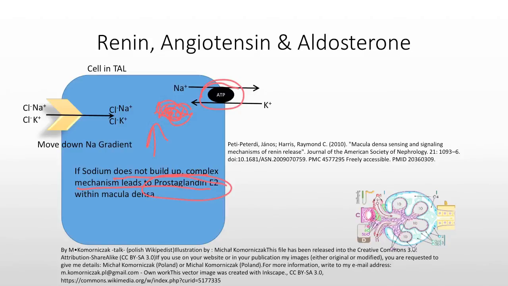So as long as there is no sodium building up, that means that the sodium concentration being delivered here is relatively low, or in other words, that the blood flow to the kidney is low, and so all of the sodium gets reabsorbed early in the renal tubule, and sodium delivery here is low, then it will cause prostaglandin E2 to be made. And that prostaglandin E2 can stimulate renin release in the juxtaglomerular apparatus.